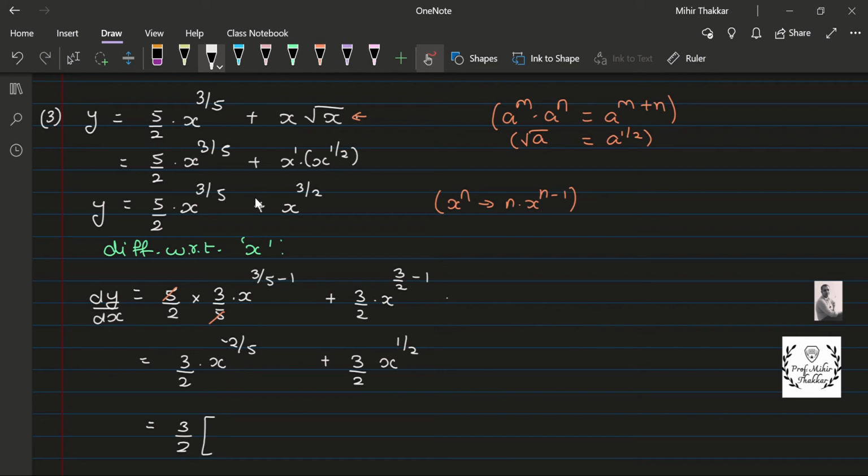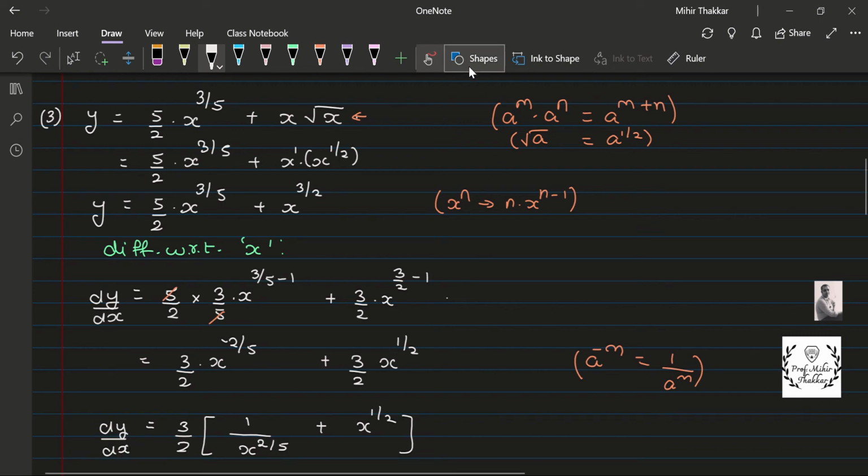So I'll use once again a law of indices, which is a raised to minus m is 1 upon a raised to m. So the power will become positive. So it will become 1 upon x to the power 2 by 5 plus x to the power 1 upon 2. That is your value of dy by dx. That completes your sum, guys. I hope you guys have understood this.